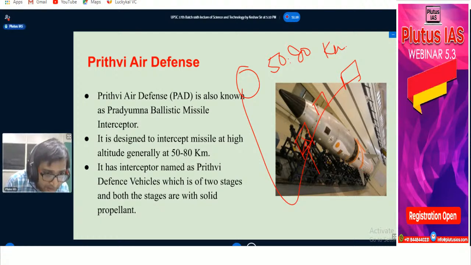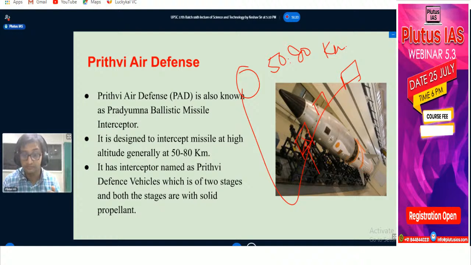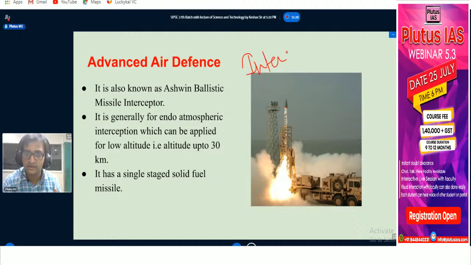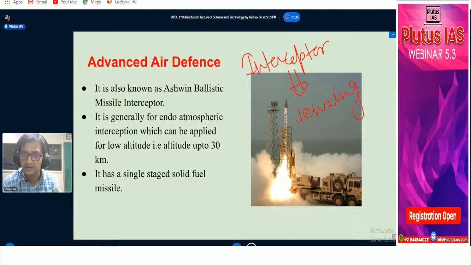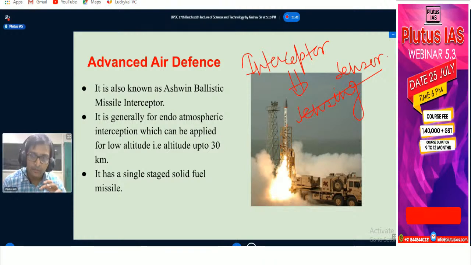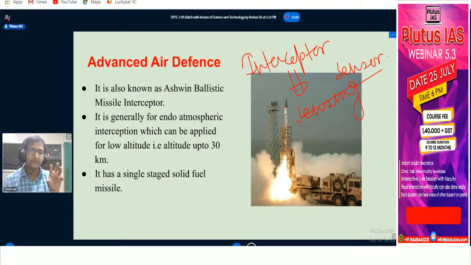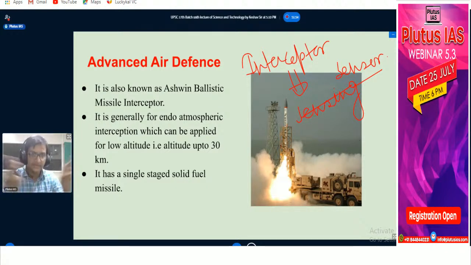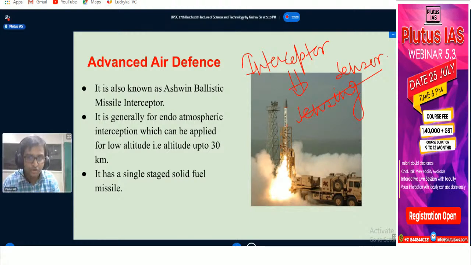What is the difference between a missile and an interceptor? See, an interceptor is a sensing system. You can just say it is a sensor. Suppose any problem is coming, then Prithvi air defense is able to detect it, and if in its coding there is a danger sign, then it will automatically be launched. So this is the work of an interceptor.